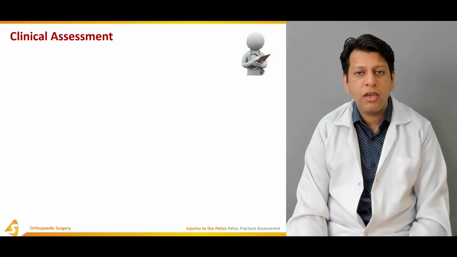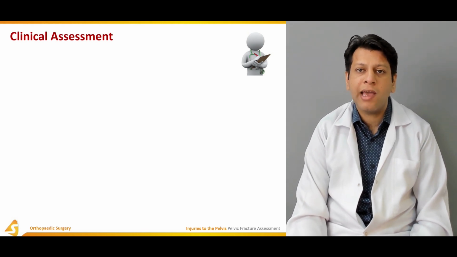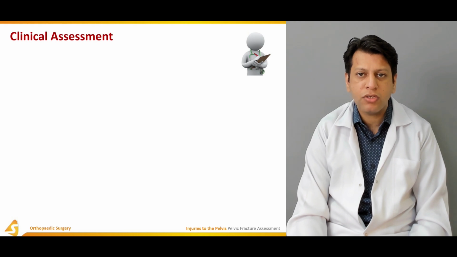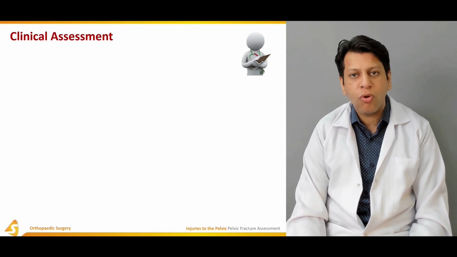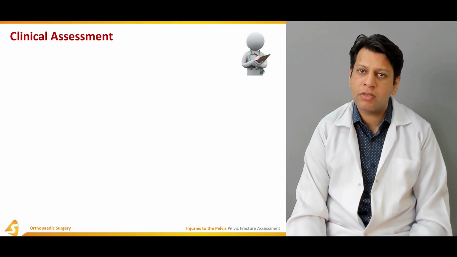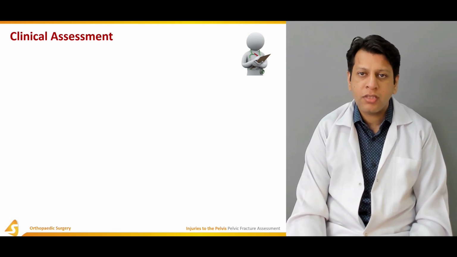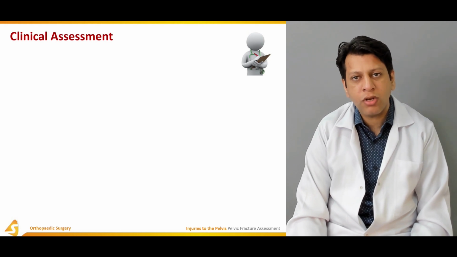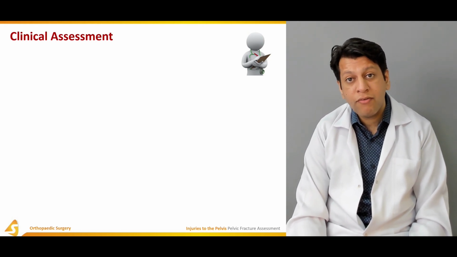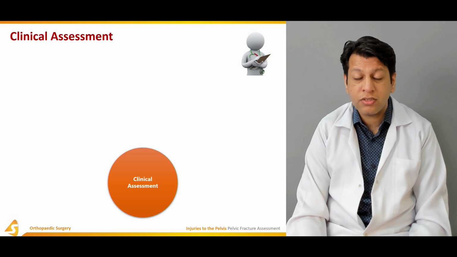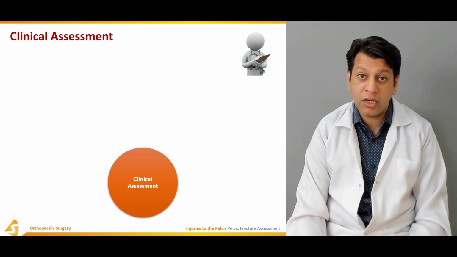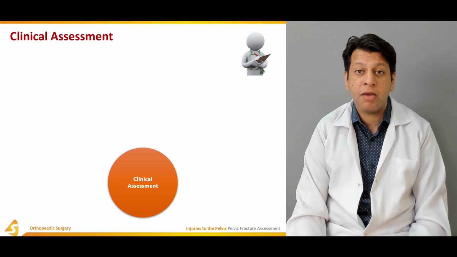Now, when you are clinically assessing a patient for pelvic or acetabular injuries, that is always per ATLS guidelines. The first and foremost is to look at the airway and cervical spine. Then comes breathing, and then circulation. Patients who usually have associated fractures may present with massive bleeding. The patient may be in a kind of hemorrhagic shock.